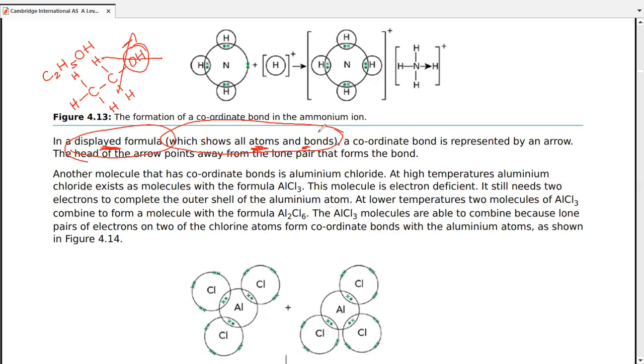So that was an example. A coordinate bond is represented by an arrow. The head of the arrow points away from the lone pair that forms the bond. And this is another way to remember it.